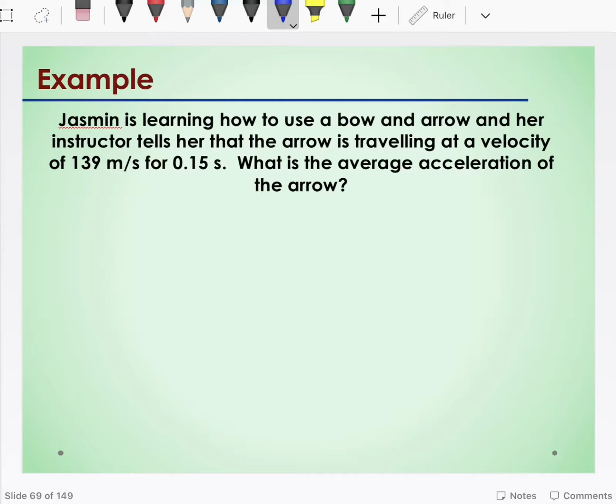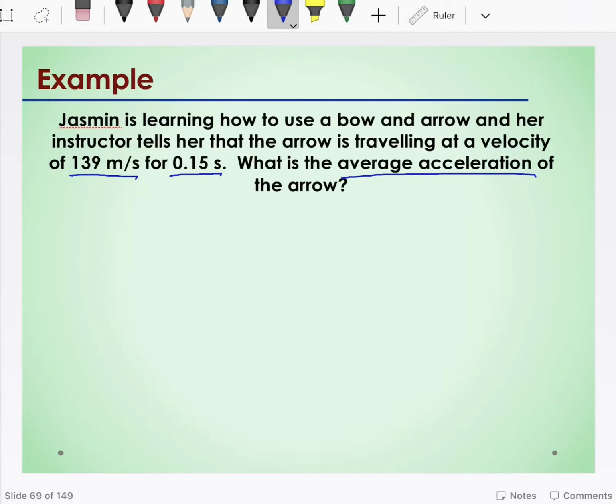All right, so Jasmine is learning how to use a bow and arrow, and her instructor tells her that the arrow is traveling at a velocity of 139 meters per second for 0.15 seconds. What is the average acceleration for the arrow? It is very important in science, when you're answering a question, to highlight or underline the important information to pull out.